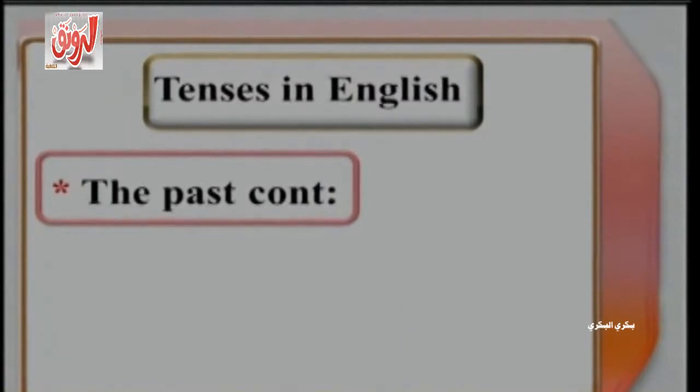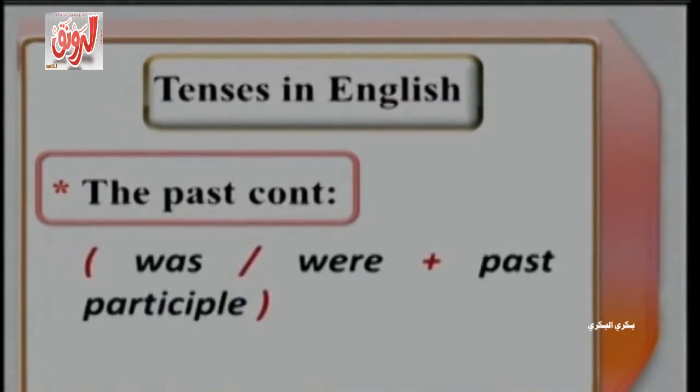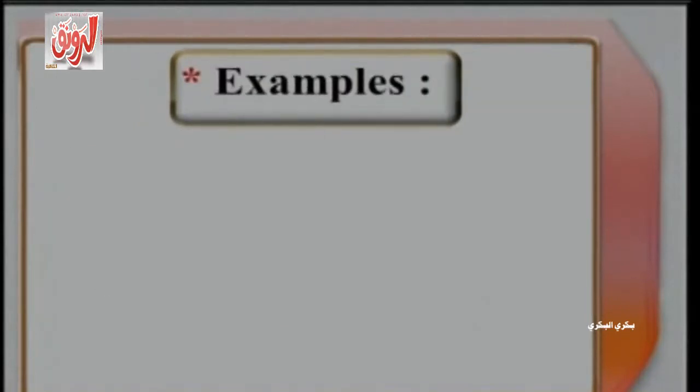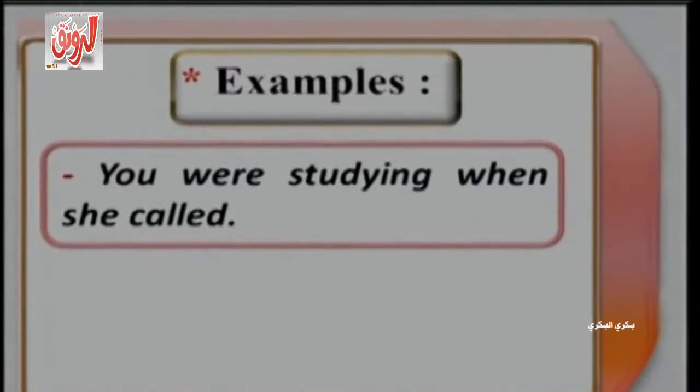The past continuous. There is no difficulty in changing the present continuous into the past continuous. You have to change is and am into was, and are into were. Was or were plus a verb plus ing. See the example: you were studying when she called.